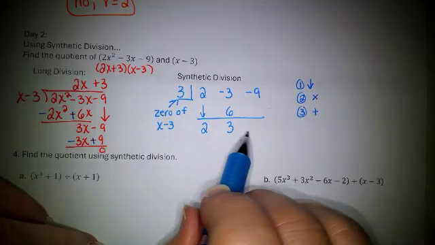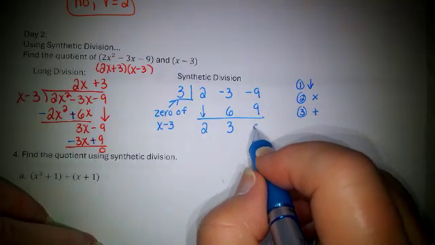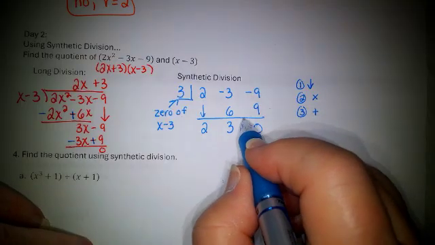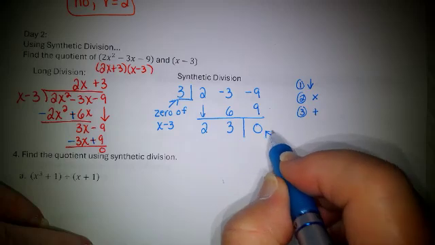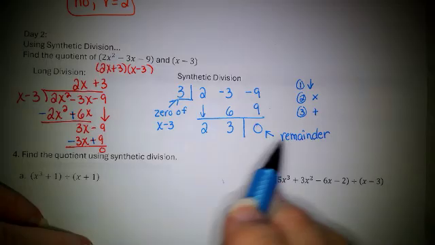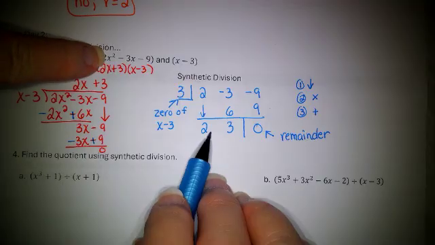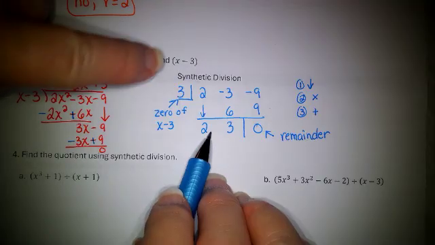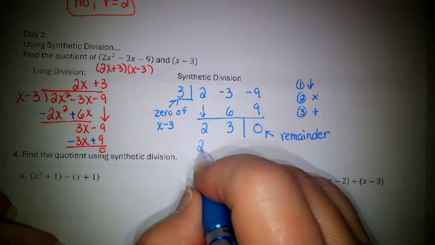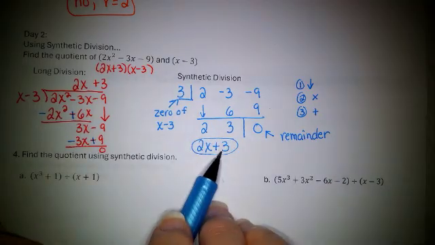Now we're going to multiply. 3 times 3 is 9. Negative 9 plus 9 is 0. I like to put a line here because this last number represents the remainder. These two represent the coefficients of our answer. Now, since I started with an x squared and I divided by an x, I'm down to an x. 2x plus 3 was my quotient.